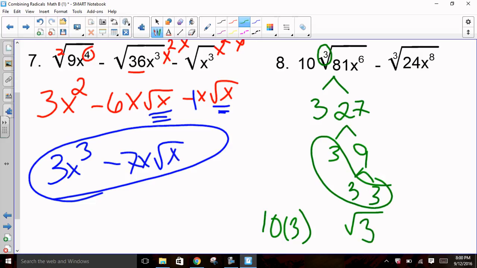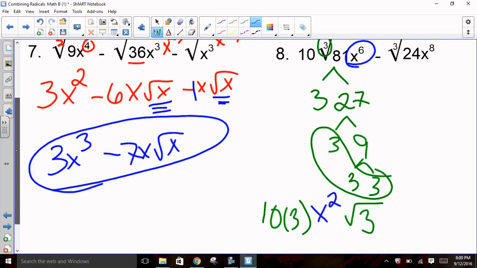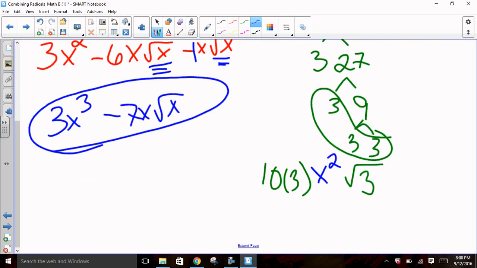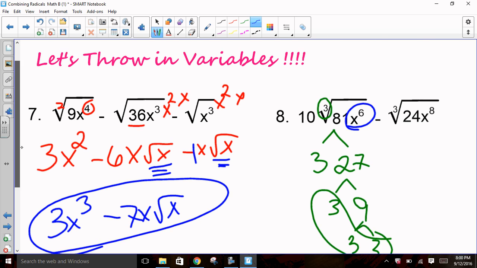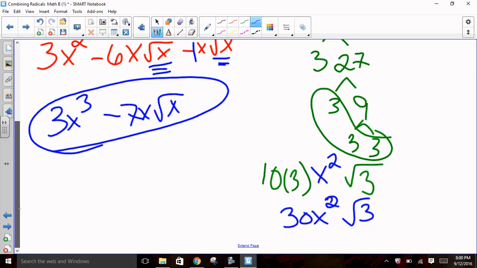Let's take a look at those X's now. 6, can 6 be divided by 3? Yes, it can. Excuse me, 6 divided by 3 is 2. So then I end up getting 3 times 10, which gives me 30. So I have 30x squared square root of 3 in that first term. Sorry about that, guys. I accidentally hit the next page trying to scroll up. So I have 30x squared square root of 3 on that first term.